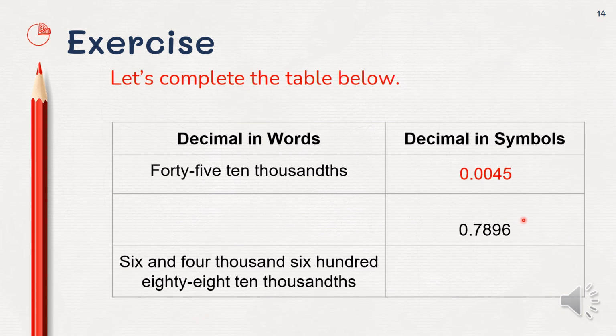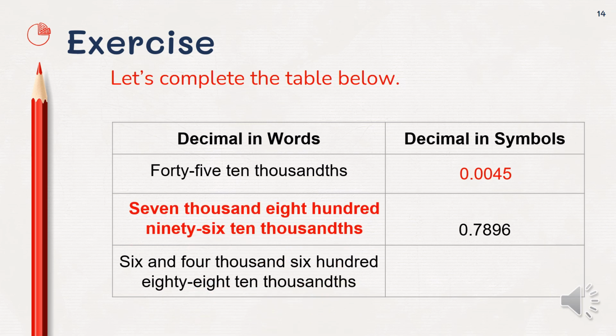How about the next one? Here the given number is in symbol. How are we going to write that in words? That's correct. That's 7,896 10,000ths. And now let's have the third one. Here the given is in words, so we need to write it in symbol. Correct. That is 6 and 4,688 10,000ths.